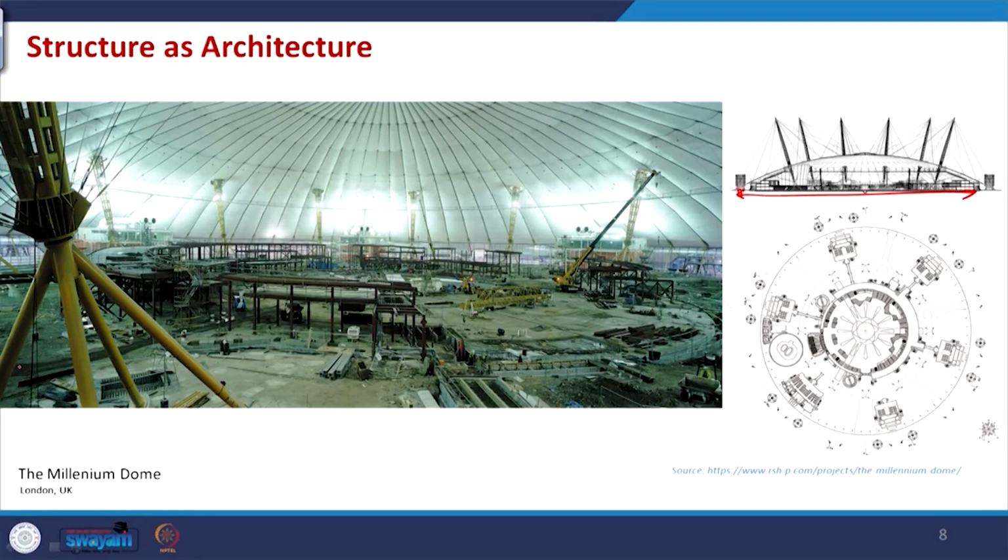So, again this is one example where making the space column free was the purpose, and the solution with the minimalistic vertical support with the tensile cable and the tension fabric, all this structural arrangement could help us to do that, and it is there in front of you.